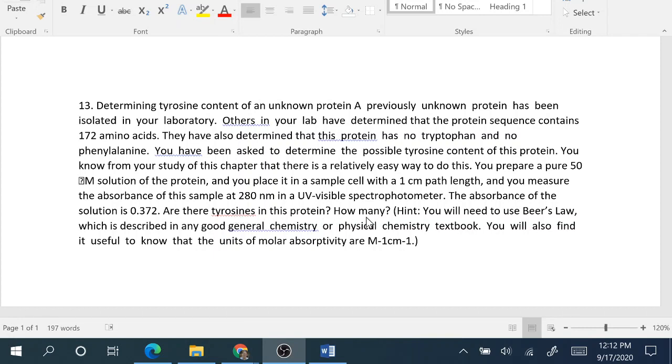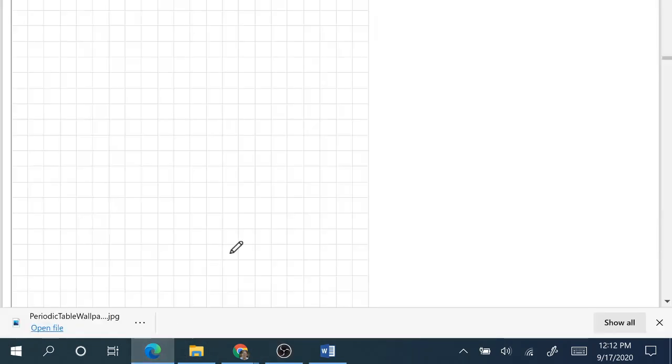If so, how many? You'll need to use Beer's law, which is described in any good general or physical chemistry textbook, and you'll also find it useful to know the units of molar absorptivity, or molar to the -1, centimeter to the -1. Also, you'll need to look up molar absorptivity for tyrosine. And the reason it's important to know there's no tryptophan or phenylalanine is because those absorb in the same region as tyrosine, and so they will interfere. All right, so let's get started with this problem.